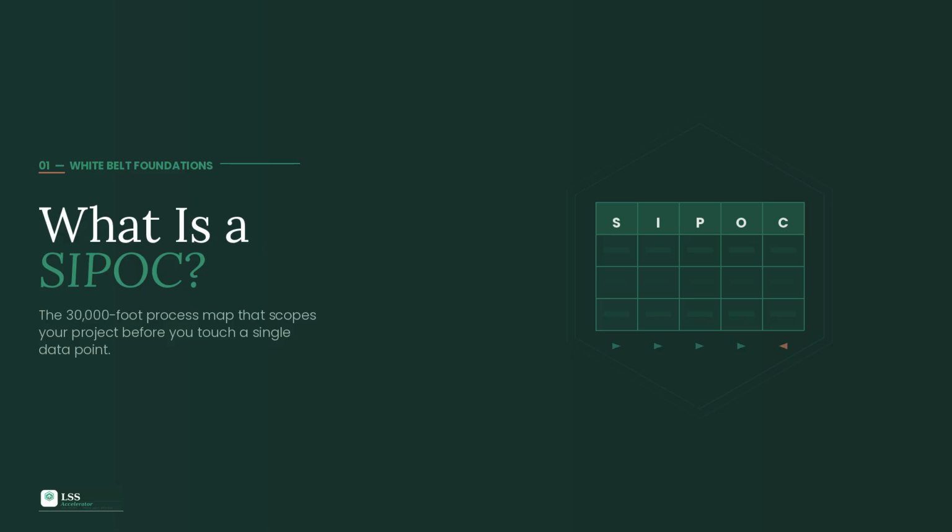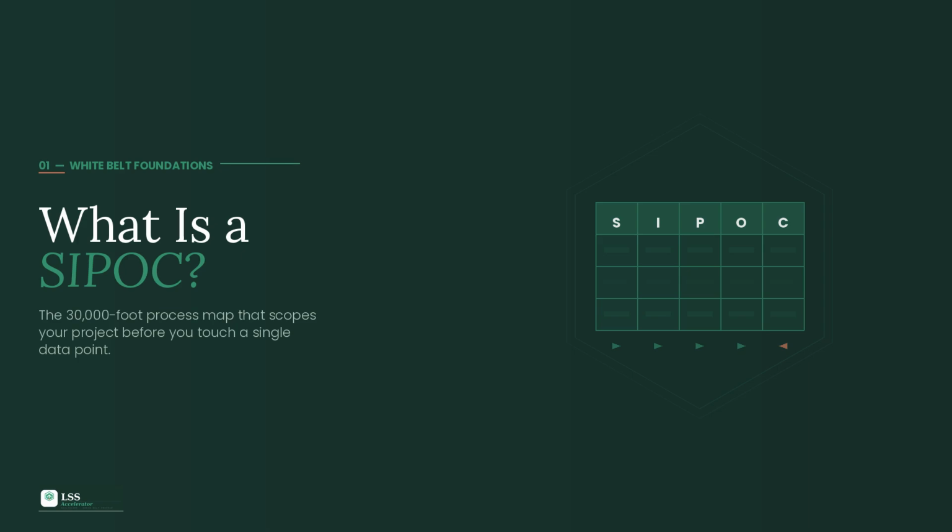In Lean Six Sigma, the SIPOC is completed during the define phase, typically right after the project charter, and its purpose is specific. It's not to document everything. It's to build shared understanding of where the process starts, where it ends, and who is affected by it. Think of it this way. If someone walked up to you and said, "Tell me what this process is about," the SIPOC is your one-page answer.